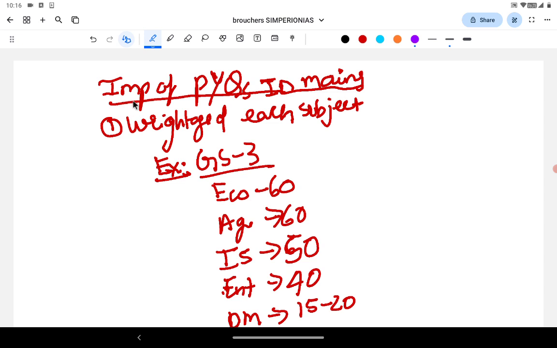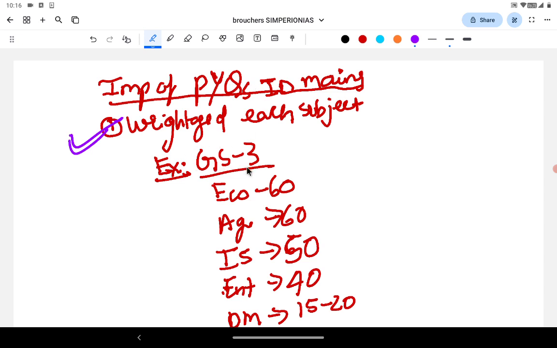Today let's discuss the importance of PYQs in the UPSC Mains. The first importance of PYQs in the UPSC Mains is that it helps to understand the weightage of each subject.